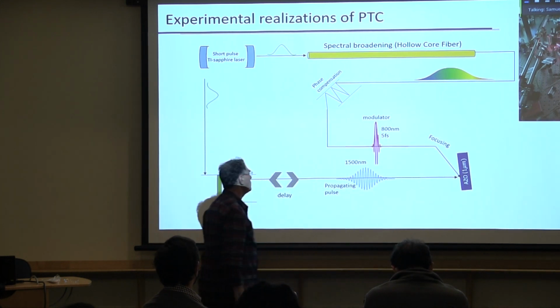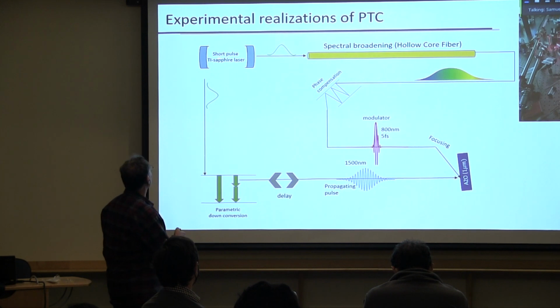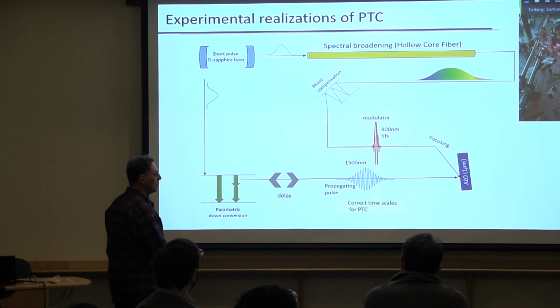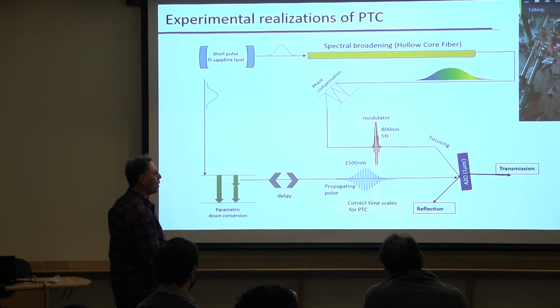So the other option is to come with the probe either from here or from here. And that's what we do. So let's say you are looking at this one. Now we took from the same Ti sapphire, and we use parametric down conversion from an optical parametric amplifier. We play with delays, and we look at the pulse at about 1500 nanometers, and we launch it here. And we change the refractive index here on the order of 5 femtoseconds. And what we are looking at is transmission and reflection.